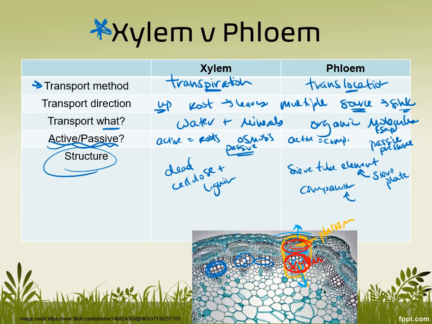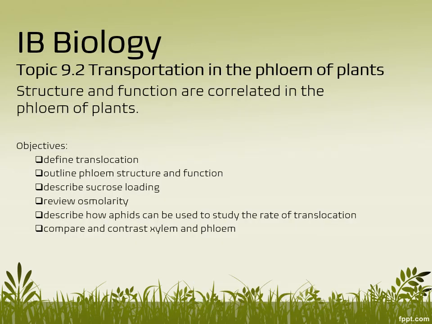Good. We did it. We accomplished our objectives. We defined translocation. It's that movement of sucrose from source to sink. We outlined phloem structure, two kinds of cells, both living, but one just barely living, those sieve tube elements, and then the companion cells. Sucrose loading happens with a co-transporter protein. We're going to pump the hydrogen ions out of this cell. The co-transporter protein will bring the hydrogen ions back into the cells, but it's going to bring sucrose with it.